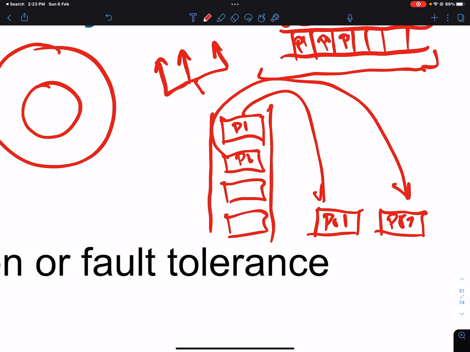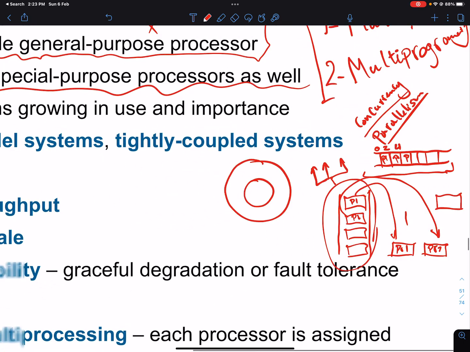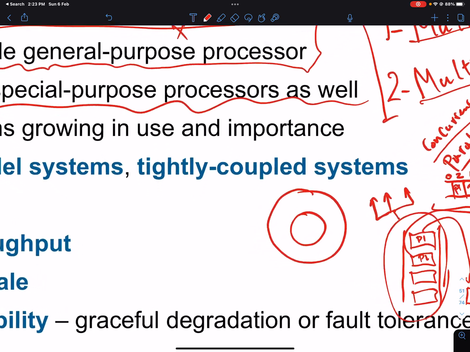So what is multiprocessing? Multiprocessing is executing processes in parallel. Why? Because you have more than one processor. What if you have a single processor? If you have a single processor, you can do multiprogramming by loading more than one program into memory. But the execution here is going to be either sequential as a batch or timeshare, but never parallel. Okay, so that's the difference between multiprocessing and multiprogramming. Please do not mix between them.